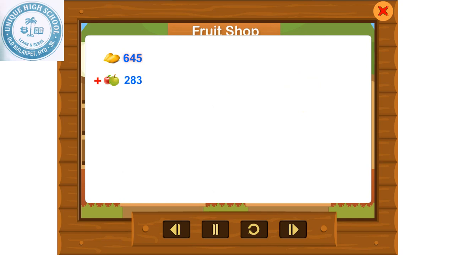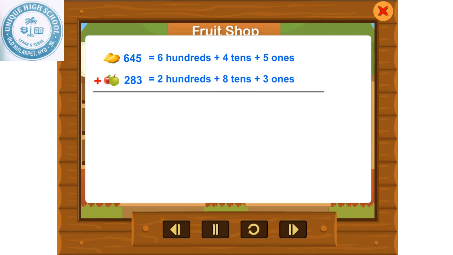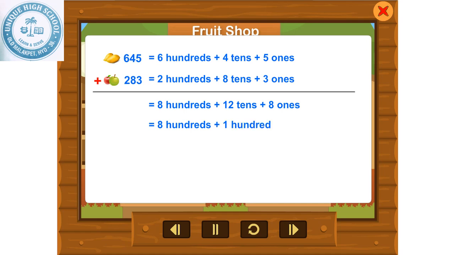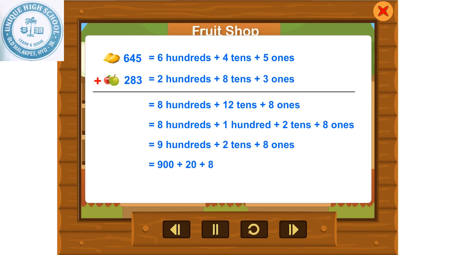645 is equal to 600s plus 4 tens plus 5 ones plus 283 is equal to 200s plus 8 tens plus 3 ones is equal to 800s plus 12 tens plus 8 ones is equal to 800s plus 100 plus 2 tens plus 8 ones is equal to 900s plus 2 tens plus 8 ones is equal to 900 plus 20 plus 8 is equal to 928.